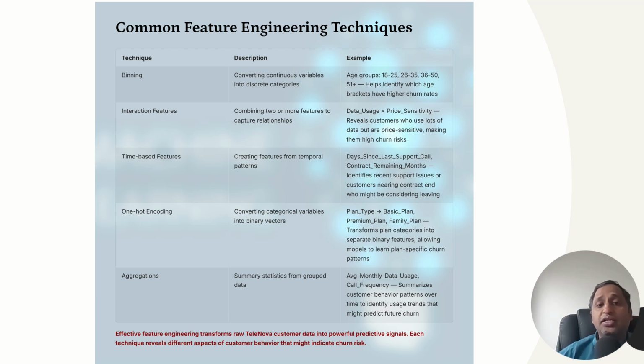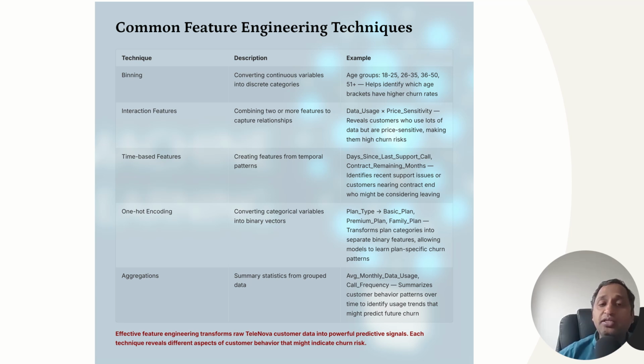Another essential technique is one-hot encoding. This is how we convert categorical variables like plan type into numerical form. So basic, premium, and family plans become three separate binary columns. This helps the model to learn churn behavior for each plan type individually. Finally, another technique we use is called aggregations. This means creating a feature that summarizes customer behavior, something like average monthly data usage, call frequency. These metrics help us to understand long-term trends in customer engagement.